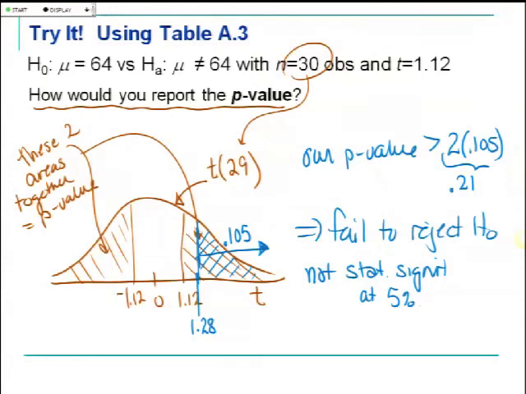We'll do one more example of a lower-tailed one during our last question together, page 129.